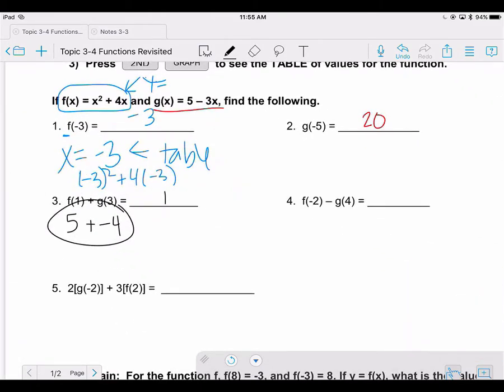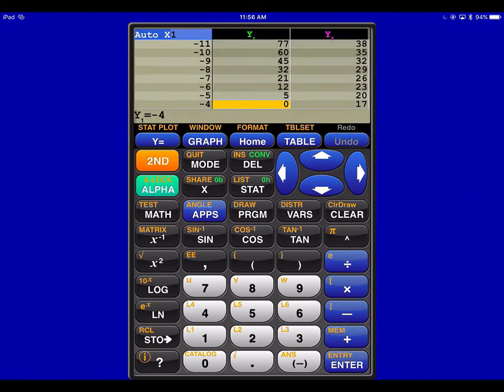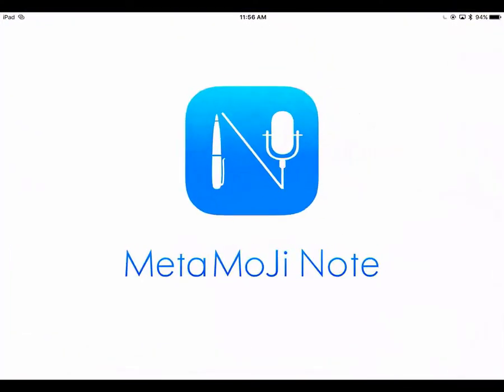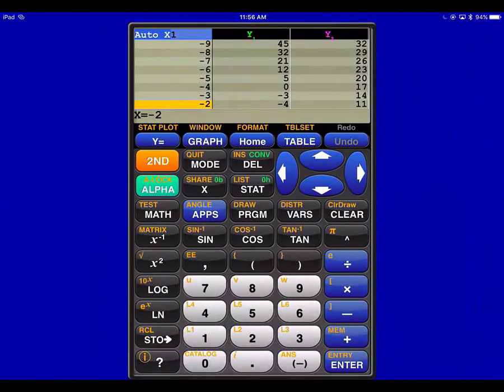Now, a trick for you, if you have two functions in your y equals, if you go back to y equals, you can see there's lots of different options, y1, y2, y3, y4, y5, and so on. So what you can do is plug in f of x in y1 and g of x in y2. When you go to the table, it will tell you y1, which is your first function, and y2, which is your second function. So for example 4, they want us to find f of negative 2. So this is my first function. So I'm going to go to y1 when x is negative 2. So when x is negative 2, y1 is negative 4. Right now we're not looking at y2. We only want y1. So y1 is negative 4.